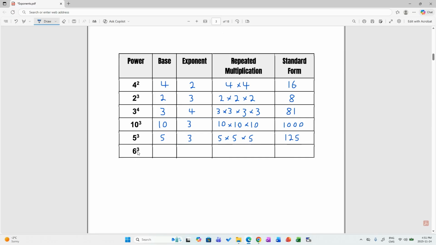Now I have 6 cubed. In this case, my base is 6, and my exponent is 3. So I'm simply going to have 6 times 6 times 6, just simply because my exponent is 3, so that means I must multiply 6 by itself 3 times. In this case, 6 times 6 times 6 is simply 216.